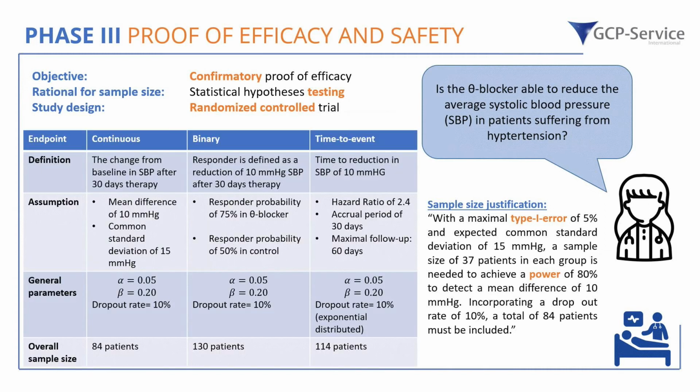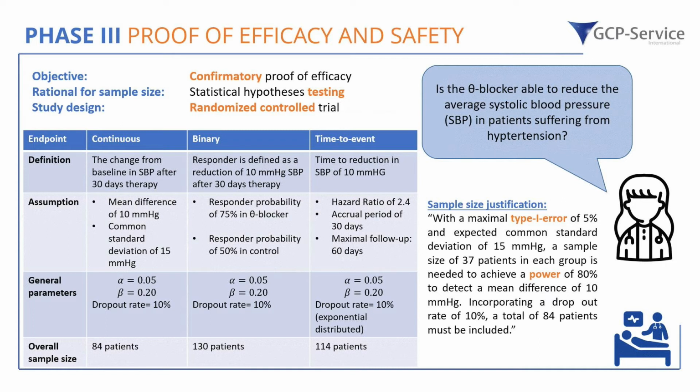What is also important in all studies, but we have shown it here for the phase 3 study, is the choice of the primary endpoint. What we are interested in is: is the beta blocker really able to reduce the average systolic blood pressure in patients who suffer from hypertension? And this could be measured in different ways. For example, we can look at the change from baseline in systolic blood pressure after 30 days of therapy. This would be a continuous outcome.